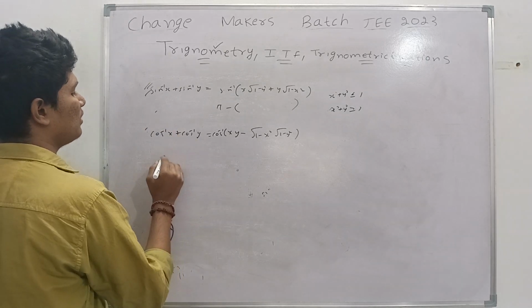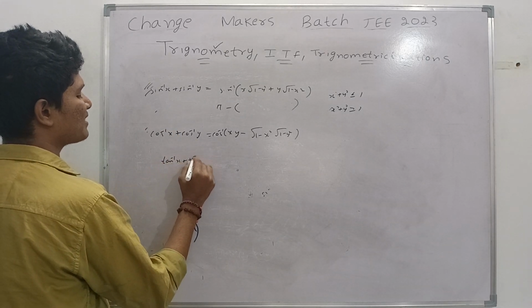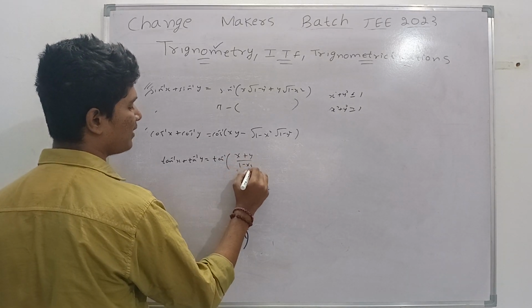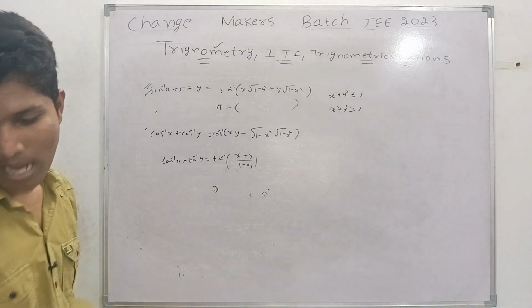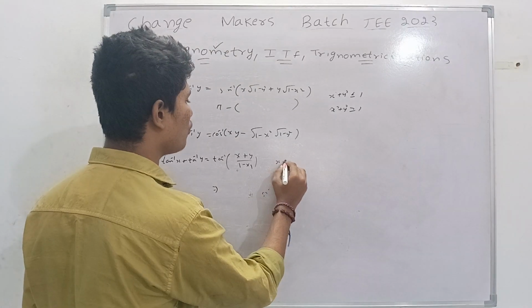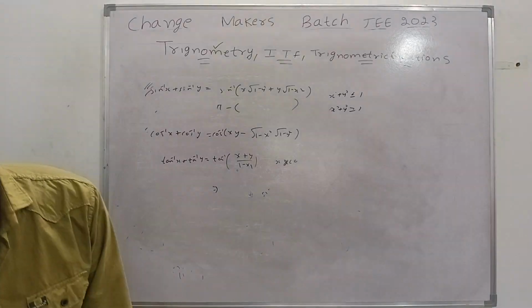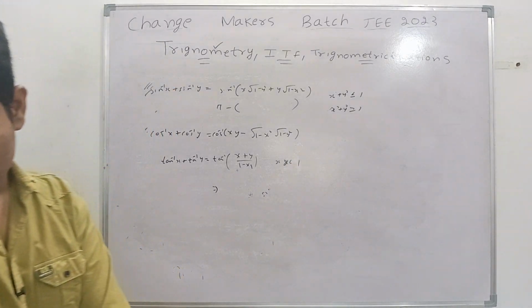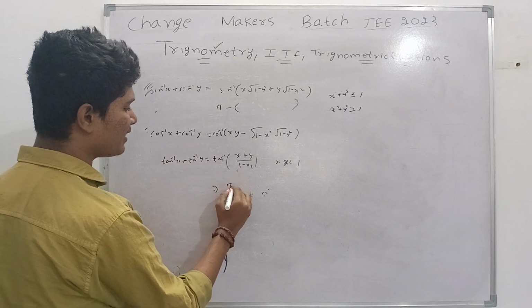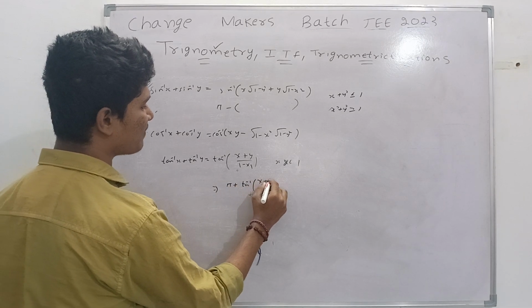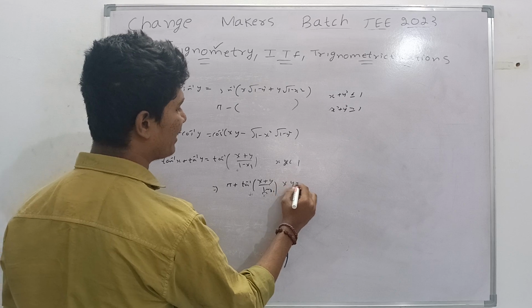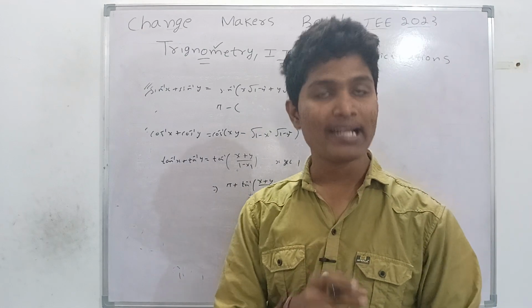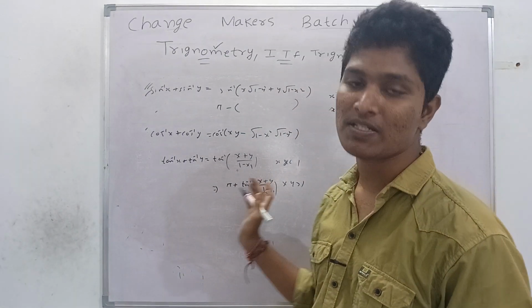But more than this, the main important formula is this one. Tan inverse x plus tan inverse y equals tan inverse of x plus y divided by 1 minus xy. This formula is applicable when x into y is less than 1, not 0, less than 1. And there is also a slight shift in this formula, that is pi plus tan inverse of x plus y divided by 1 minus xy when x into y is greater than 1. It is important. When we multiply the two values of tan inverse and get greater than 1, you have to apply pi plus tan inverse of x plus y divided by 1 minus xy.